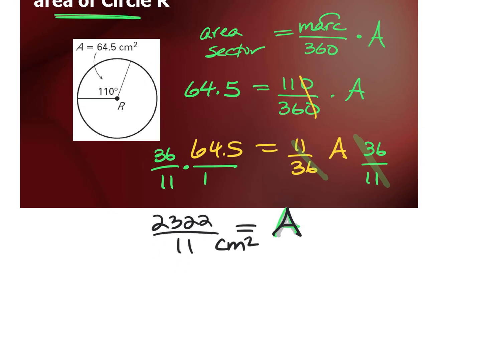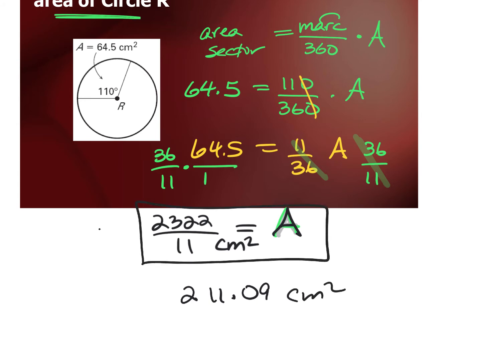If you happen to have divided it, it doesn't go in evenly. You'd have to round it. And again, I don't want it rounded. So when it says exact, if you try to divide 2,322 by 11, and it doesn't go in evenly, leave it as the fraction.